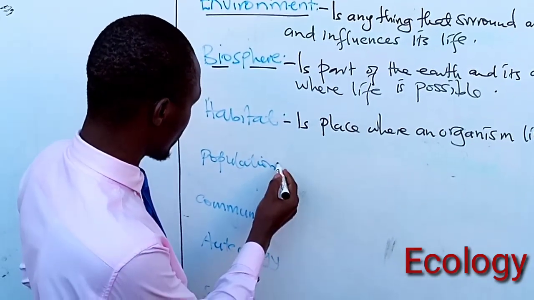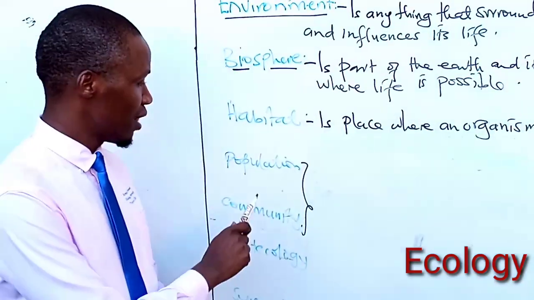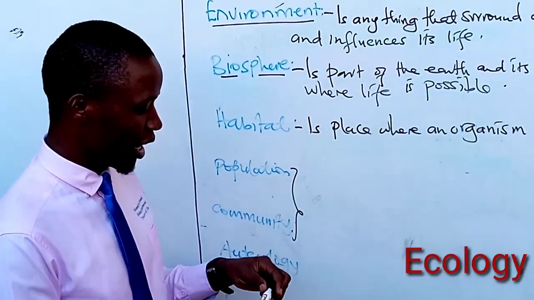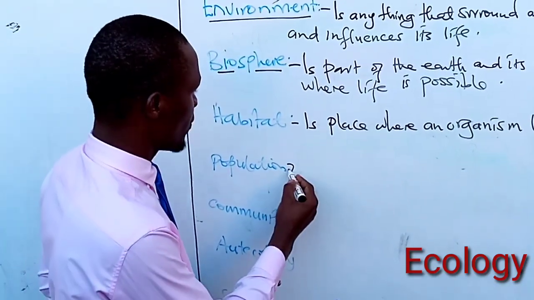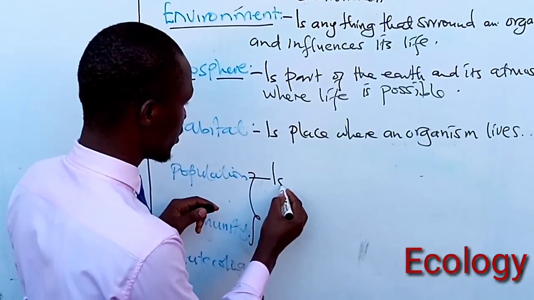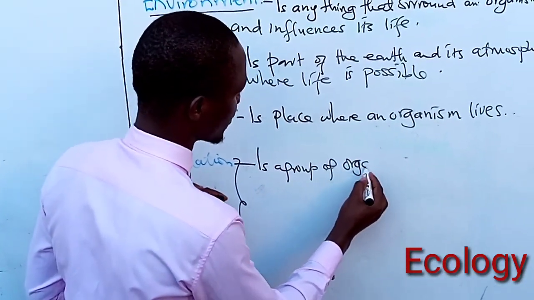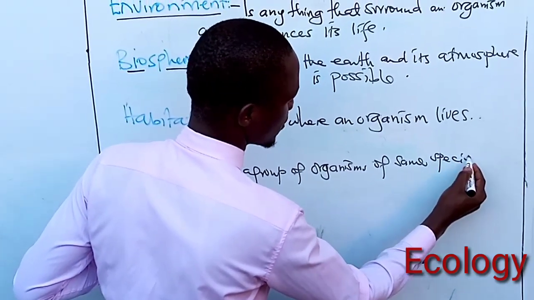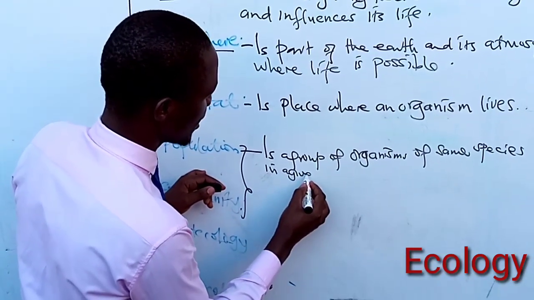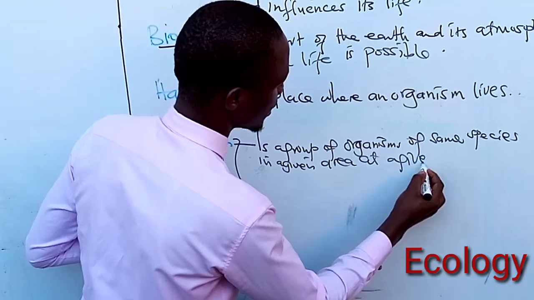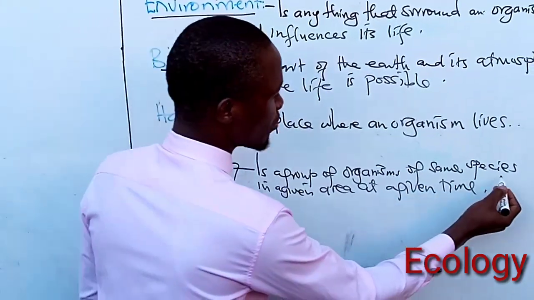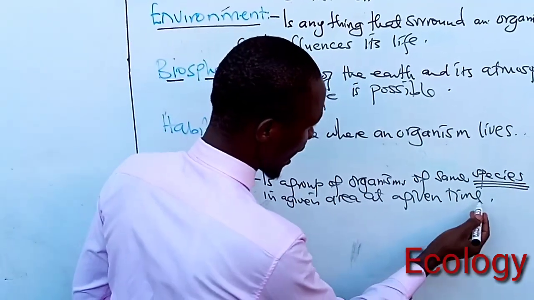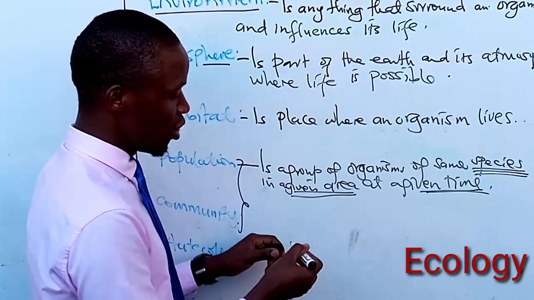And then we have these two other terms: population and community. Take note, there are just a few words that differentiate between these two. A population, to begin with, is a group of organisms of the same species in a given area at a given time. Take note, I am saying of the same species, at a given time, and at a given area. Those words are very key.